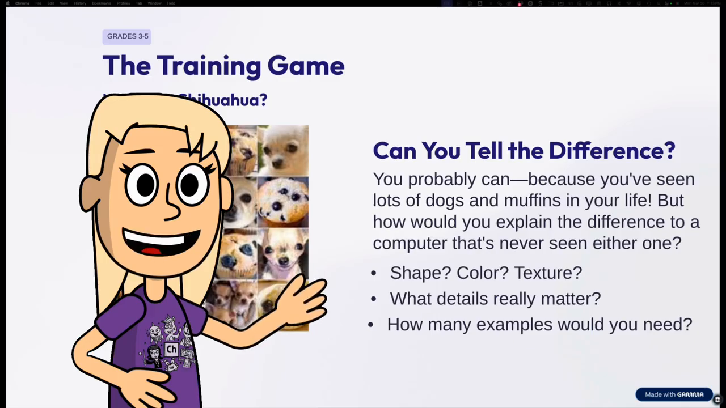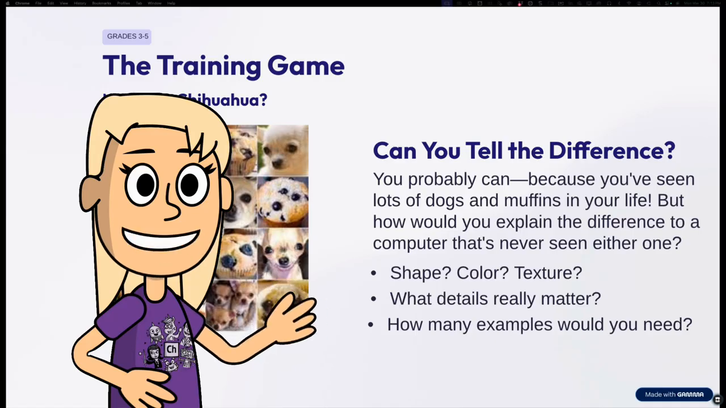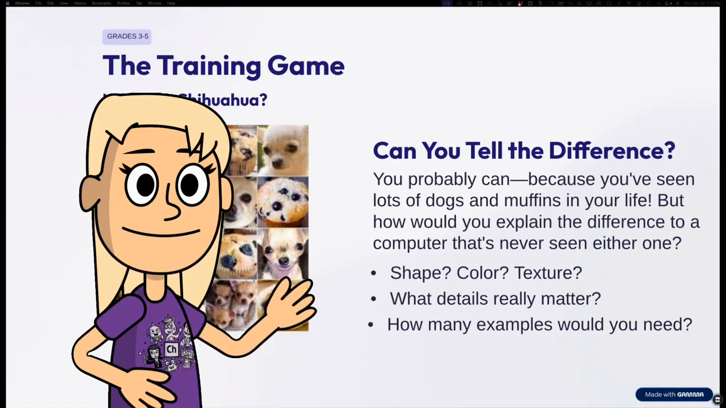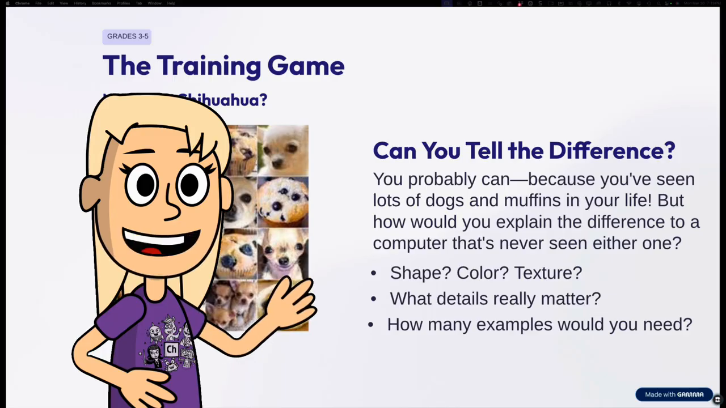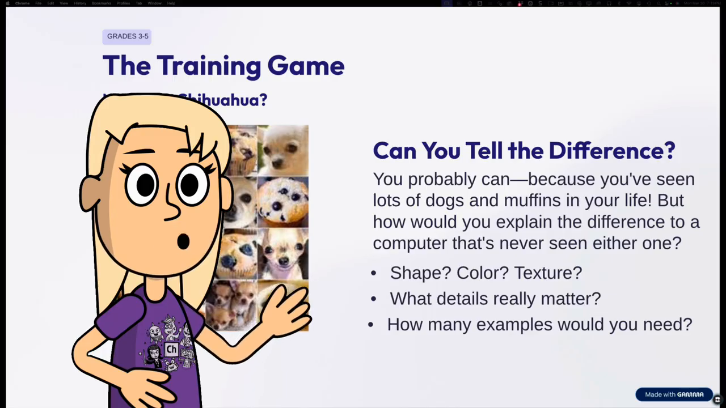In machine learning, computers learn from examples. If you give them bad examples, they make mistakes. If we only show the computer brown Chihuahuas, will it recognize a white one? Why is it important to show the computer many different types of muffins and dogs?